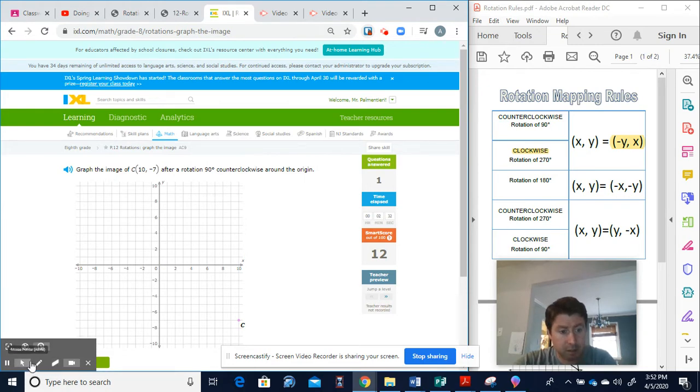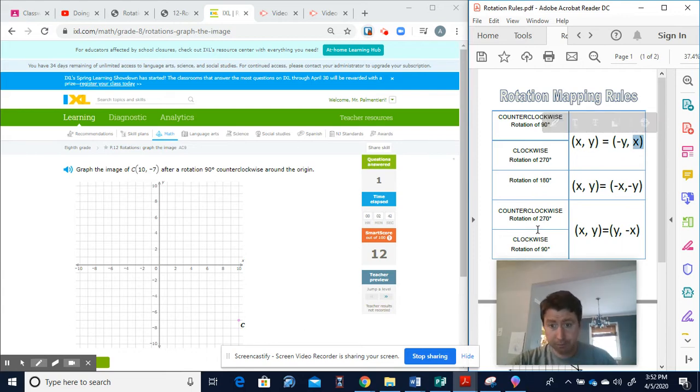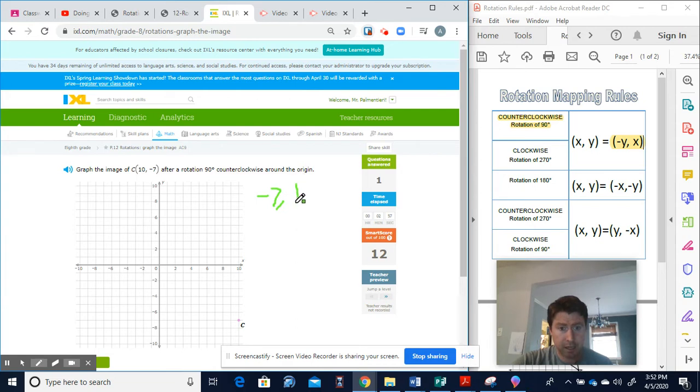Now, this one says to do a rotation of 90 degrees counterclockwise. All right, so let's delete all this. So now, according to my chart, 90 degrees counterclockwise is right here. Okay, so I want to follow that same rule I just followed. So again, I'm going to flip my points. So I'm going to flip, put negative 7 first and then 10.